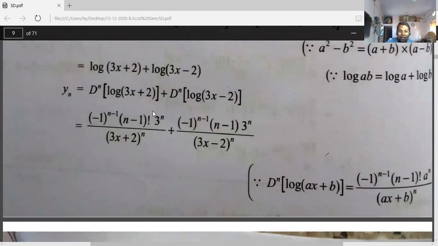Okay, you compare this: log 3x plus 2 is there, log ax plus b is there. Now a is equal to how much? A is equal to 3 and b is equal to 2. So here a is equal to 3, b is equal to 2 you are getting. Okay, so this formula you have to apply here.